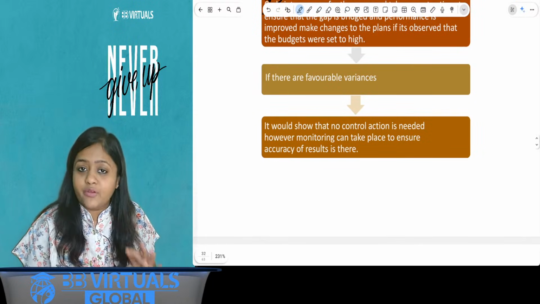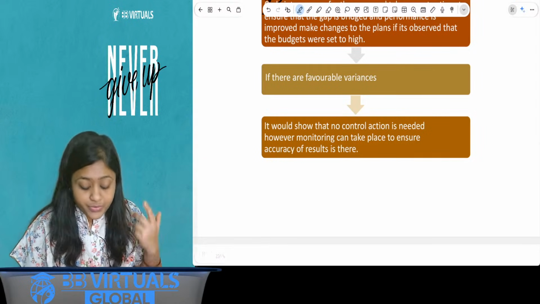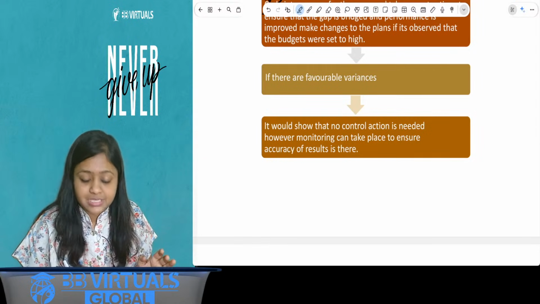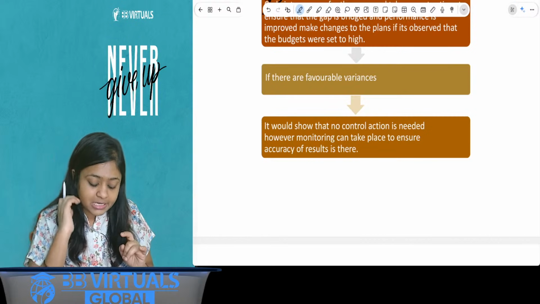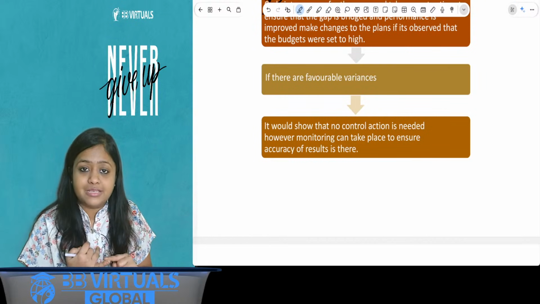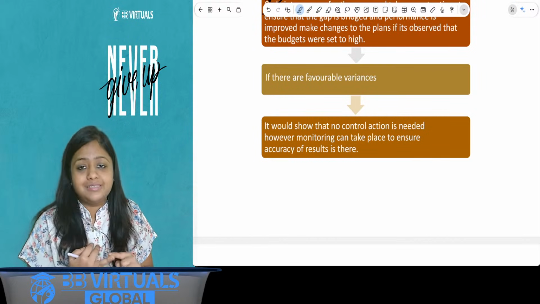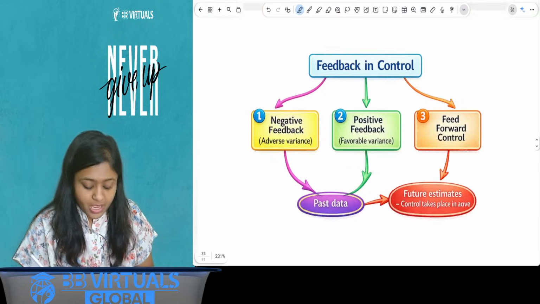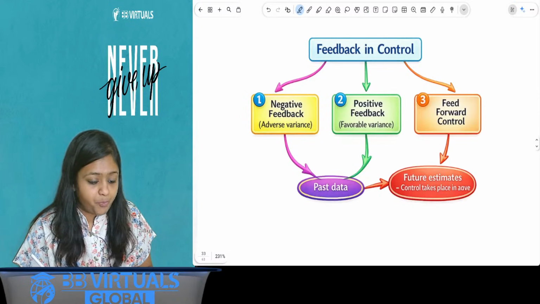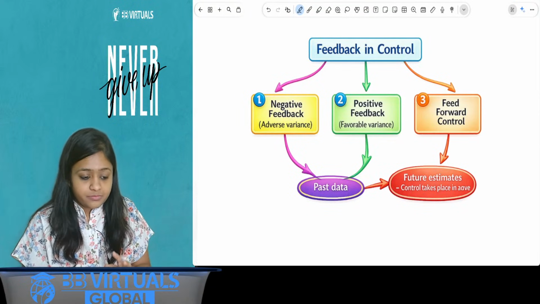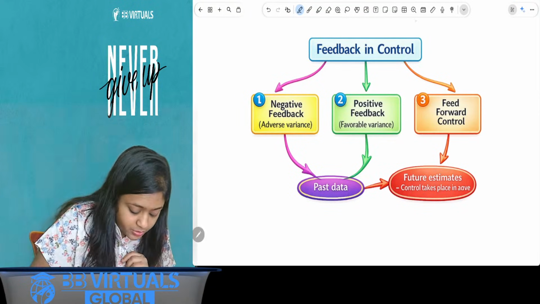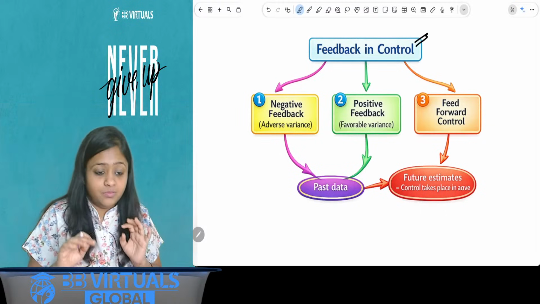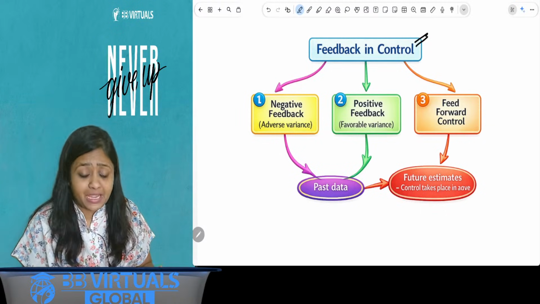Now, when you know there are favorable variances, then what would you do? It would show that no control action is needed. However, monitoring is needed to ensure the accuracy of results. Plus, we can even better the favorable variances. Now, next, I'm taking a very important pointer here, which is feedback in control.